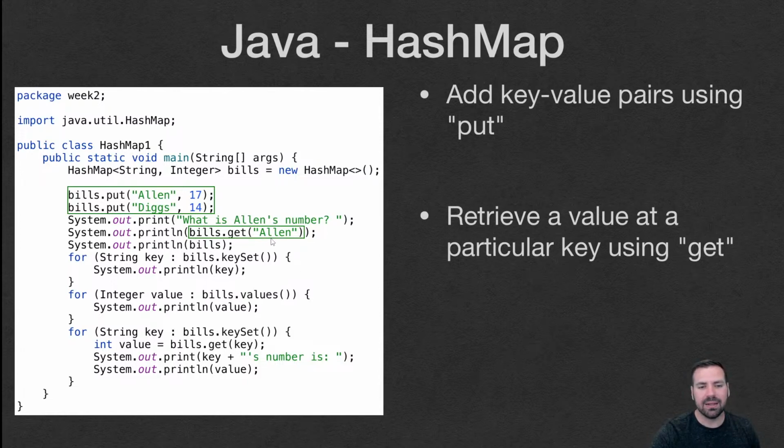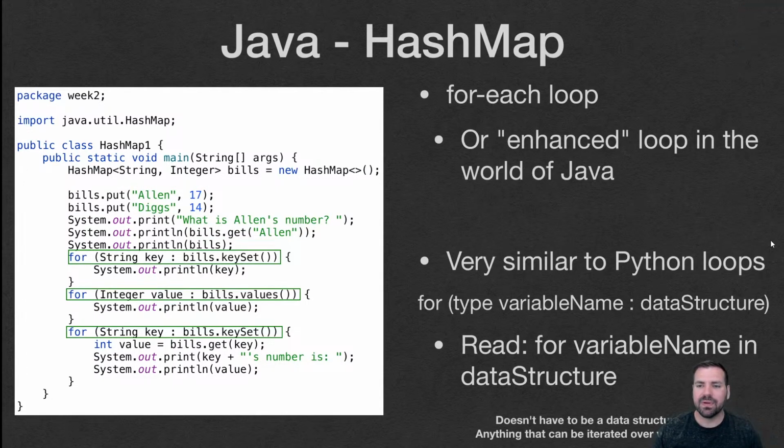And then get will take a key, has to match the type of the keys, and it will return the value at that key. So this will resolve to an integer, and then we could store it in a variable of type int. It'll auto box back to the primitive type for us, but this will return an int for us.